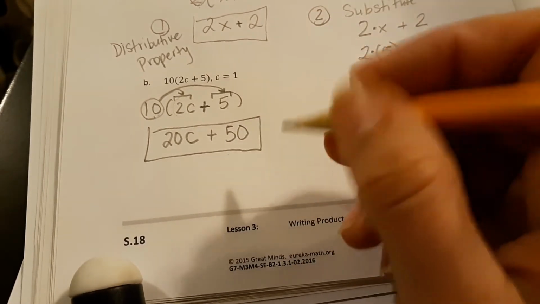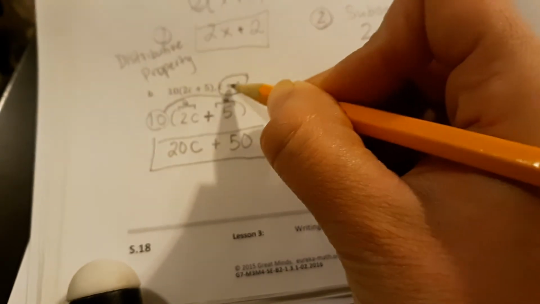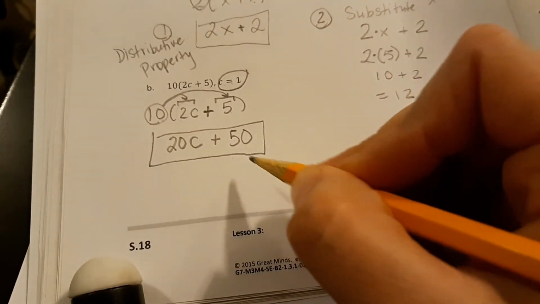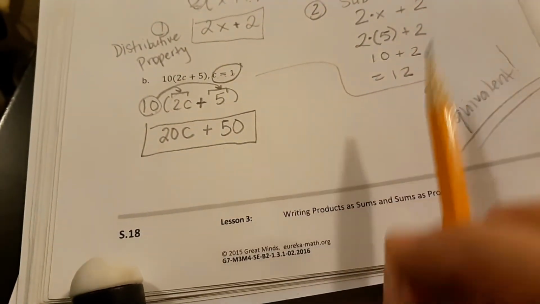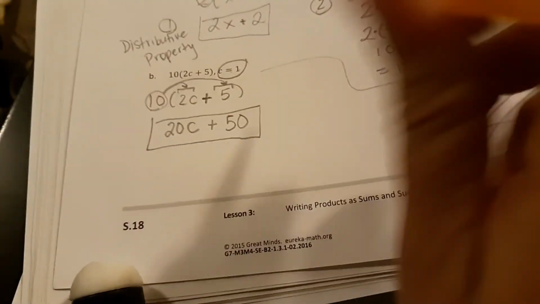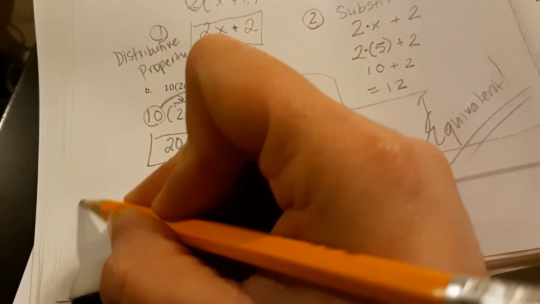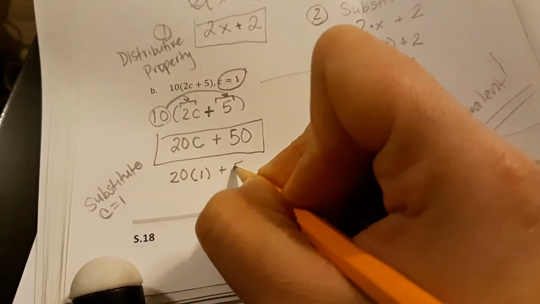Okay, now we need to substitute in. So this part right here is telling us plug 1 in for c. So c is equal to 1. So now I'm going to take my expression and let me separate the old work. Okay, I'm going to try to stay in this area. So I'm going to plug in 1 for c. So I'm going to substitute c equals 1. So 20, instead of c, is 1. So I'm going to plug in a 1, plus 50.